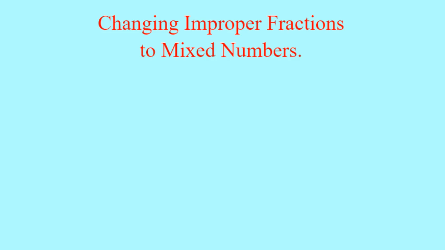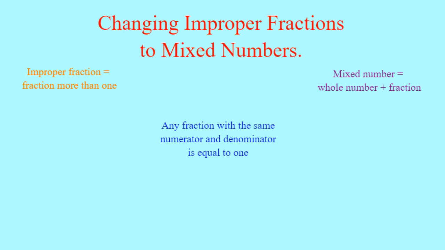Today we're going to talk about changing improper fractions to mixed numbers. So let's do some definitions first. An improper fraction is a fraction that equals more than 1. Mixed numbers are a whole number with a fraction. And hopefully when you've been studying fractions, you already know that any fraction with the same numerator and denominator is equal to 1. So the same number on the top and the bottom of the fraction. Numerators on the top, denominators on the bottom.